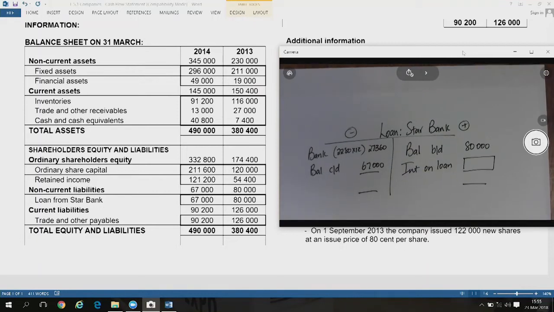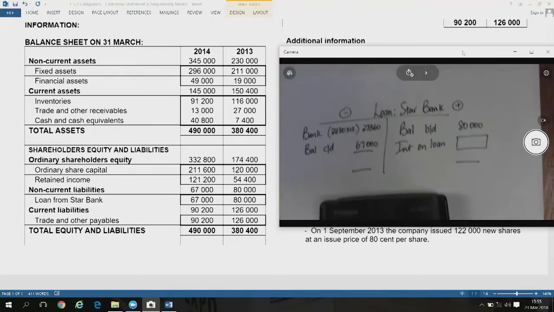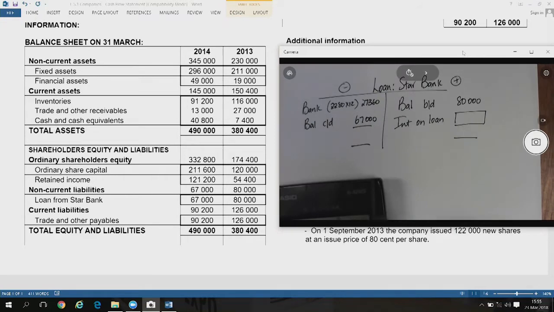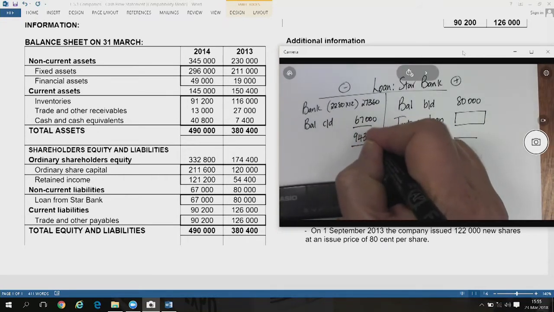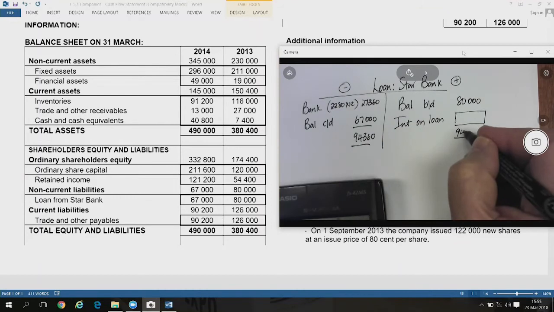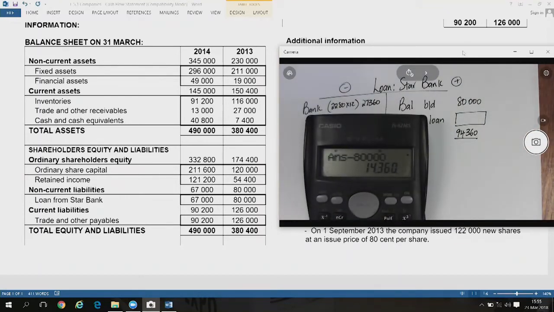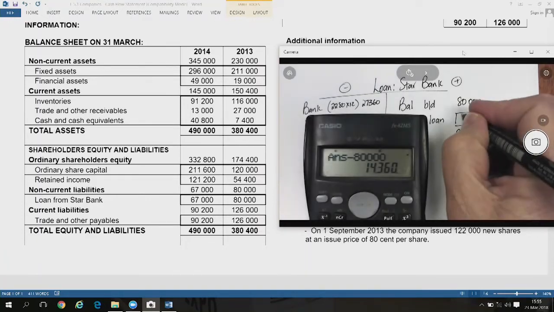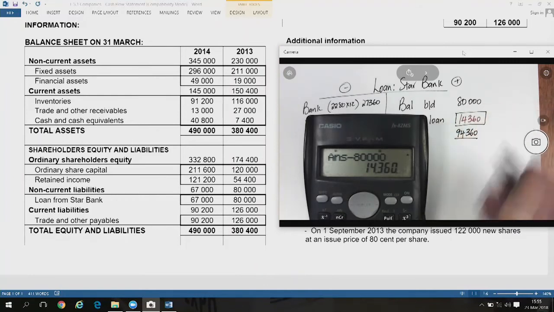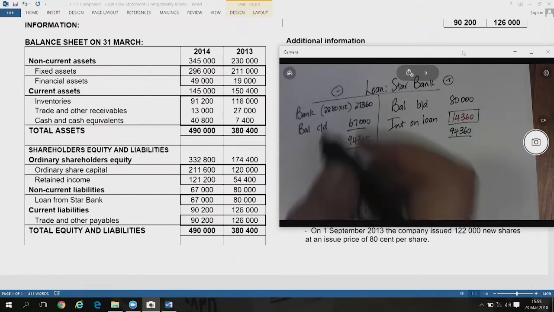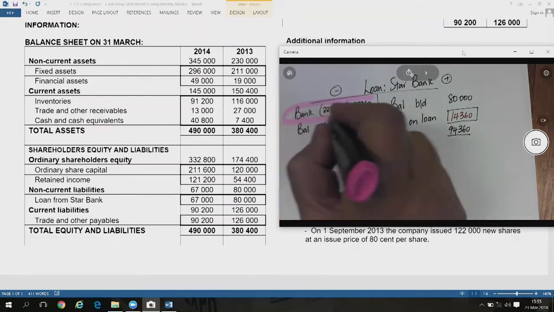And now you do the same. You use the debit side. 27,360 plus 67,000 gives us 94,360. 94,360 minus the 80,000 gives us interest capitalized of 14,360.